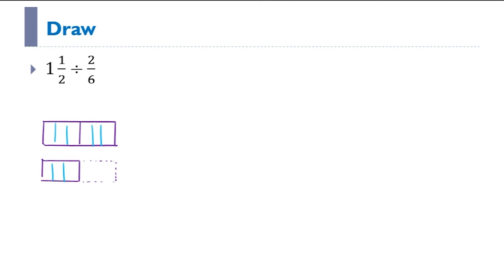And now let's go through our groups of 2/6 and count them up. So here's a first group, here's a second group, here's a third group, here's a fourth group, and we have half of a group. Therefore, our answer to this is 4 1/2.